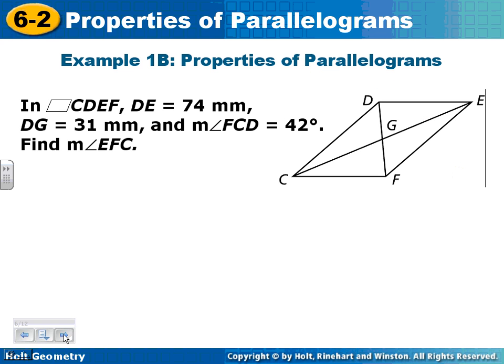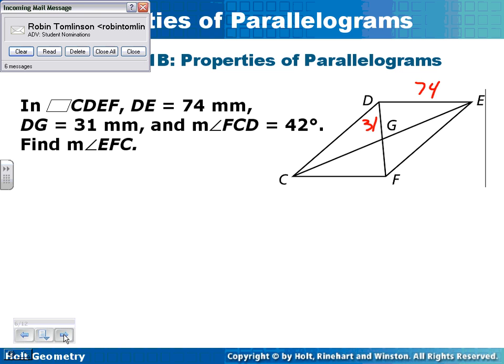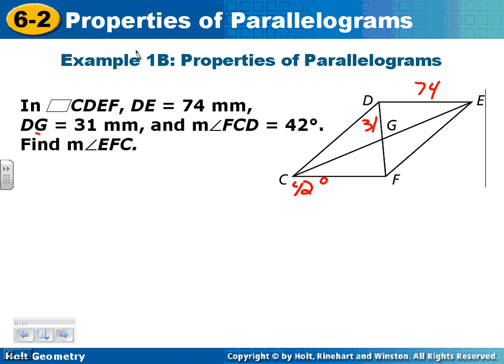Next slide. In parallelogram CDEF, DE is 74. Again, let's label these. DG 31. We've had these numbers before. And angle FCD is 42 degrees. Find the measure of EFC. So find this angle, EFC.